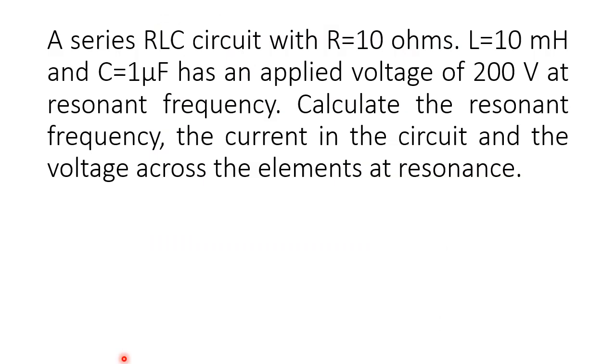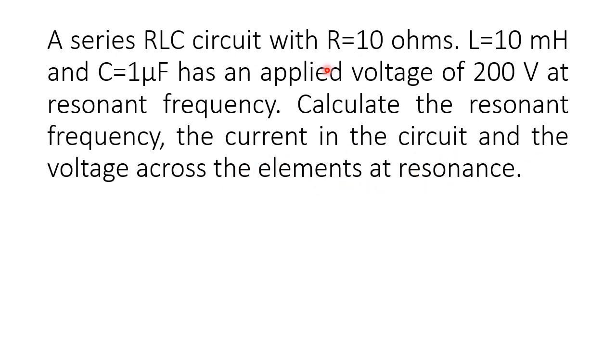The same kind of tutorial problem, a similar problem, only the data has been changed. A series RLC circuit with R equal to 10 ohm, L equal to 10 millihenry, and C equal to 1 microfarad has an applied voltage of 200 volt at resonant frequency. Calculate the resonant frequency, current in the circuit, and voltage across the elements at resonance.